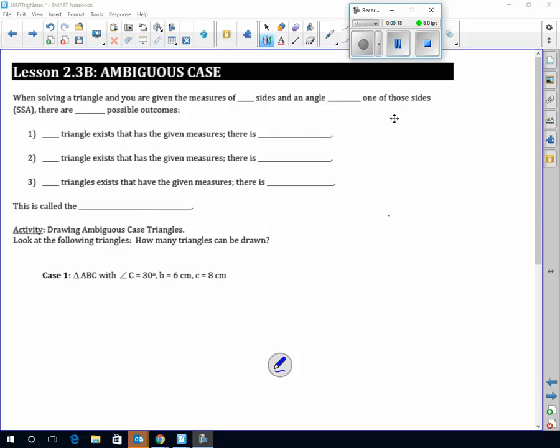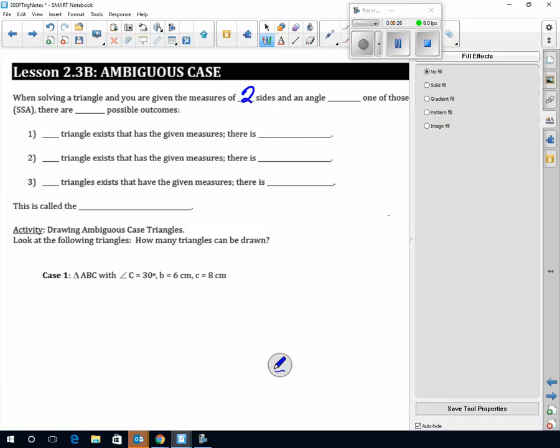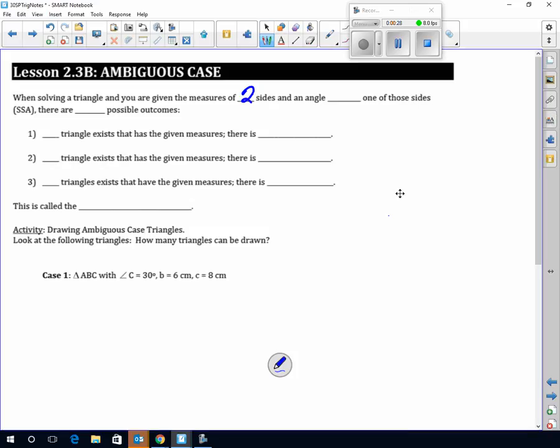When we're solving a triangle and you are given the side measures of two sides and an angle opposite one of those sides, I'll show you the triangle again. So you have two sides, then an angle, and that angle is opposite one of those sides that are given. That produces three possible outcomes. What were the three? We watched that video, right?